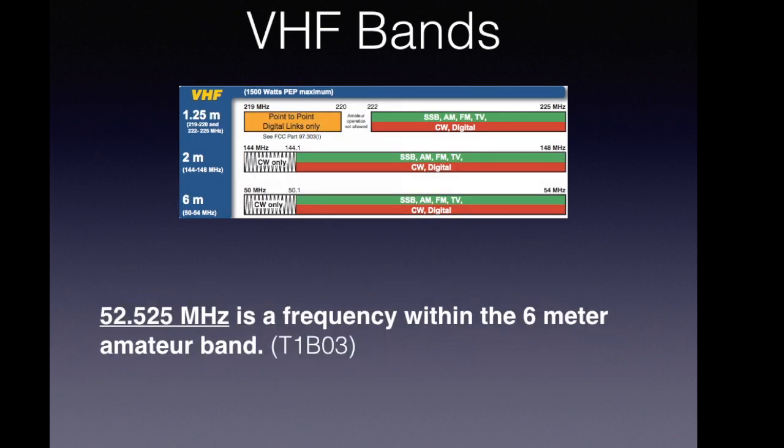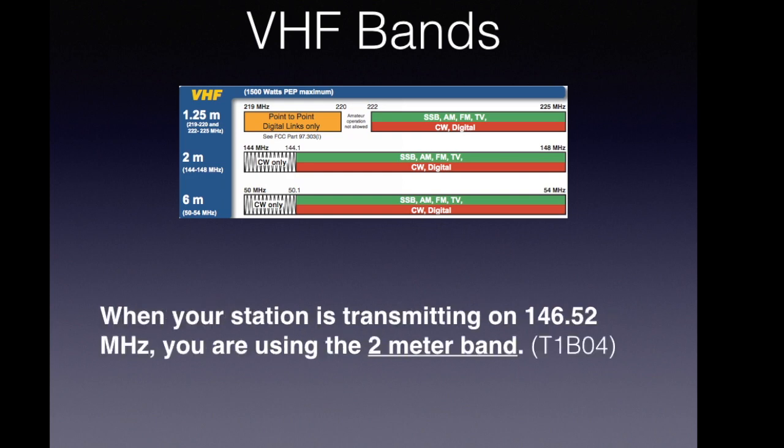It would behoove you to know the band frequencies. For example, the 6 meter band is 50 megahertz to 54 megahertz. And there's a test question where 52.52 megahertz is a frequency within a 6 meter amateur band. So there were questions like that. Knowing the limits of the bands is something that you really should know. Another exam question is when your station is transmitting on 146.52 megahertz, you are using the 2 meter band.